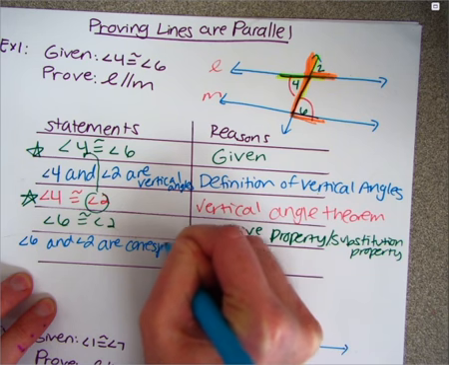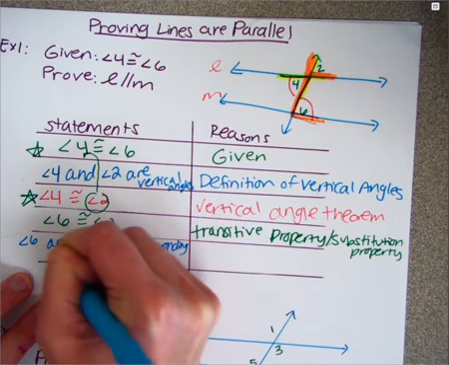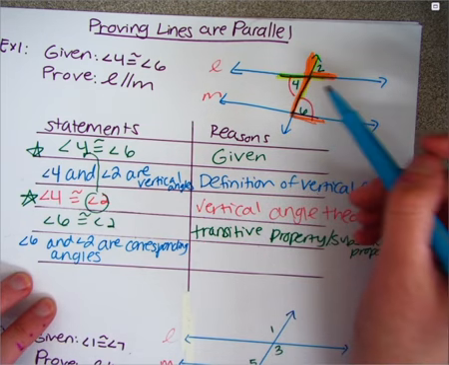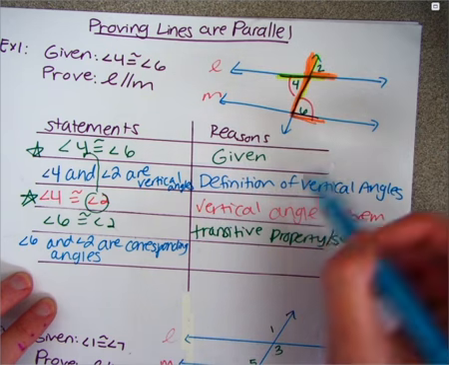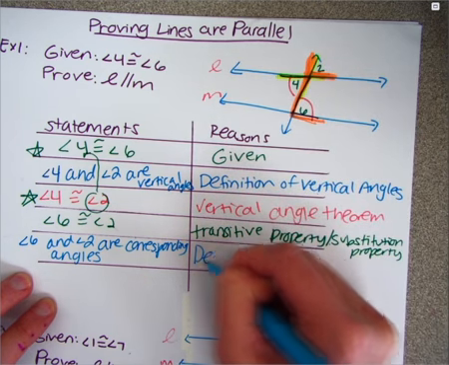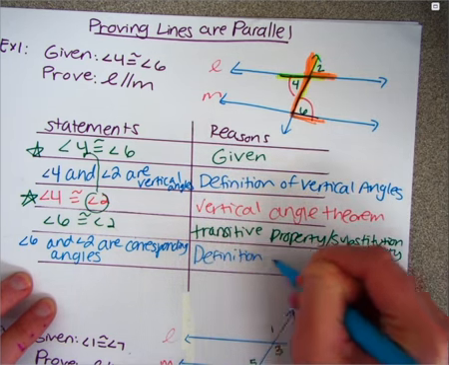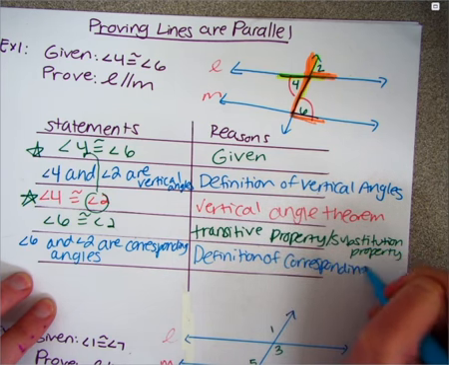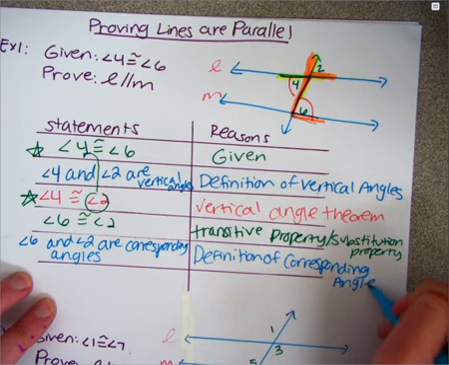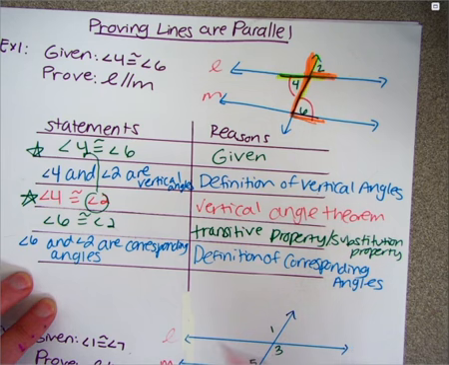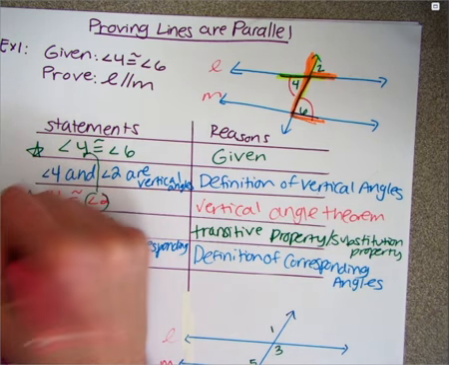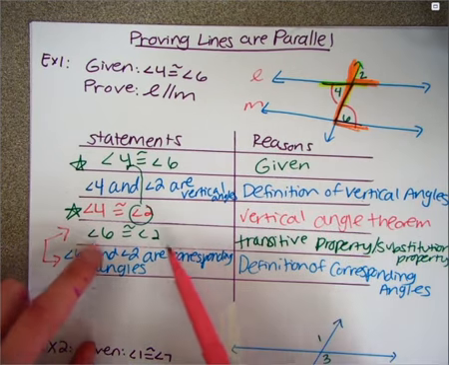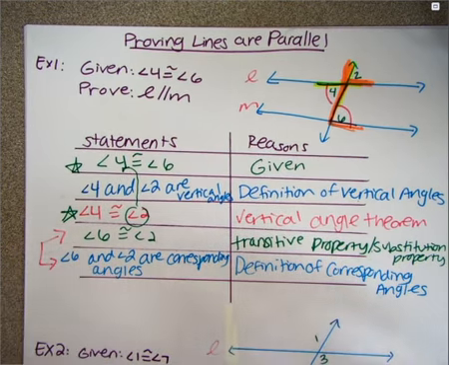They are corresponding angles. And how I know that is because they're located in the correct spot for corresponding angles, or they make the F shape. So this would be by the definition of corresponding angles. Definition of corresponding angles. All right, you guys, we have reached our final step by using these two lines. Okay, so I've shown that 6 and 2 are congruent. And 6 and 2 are corresponding.